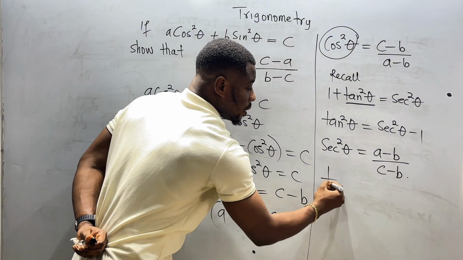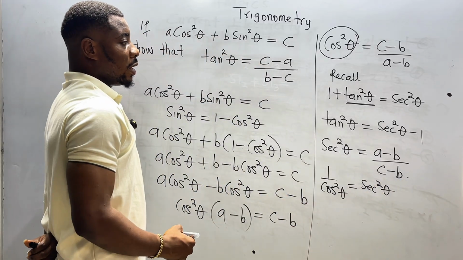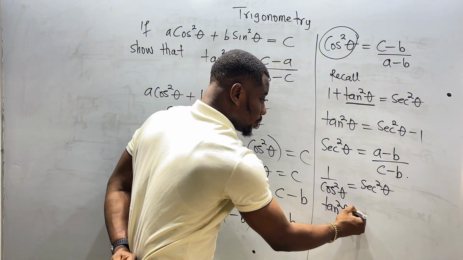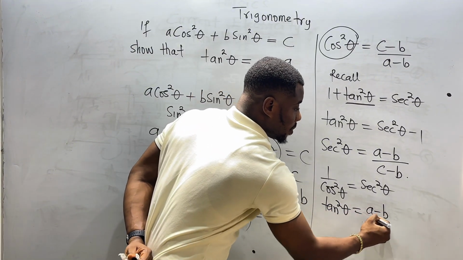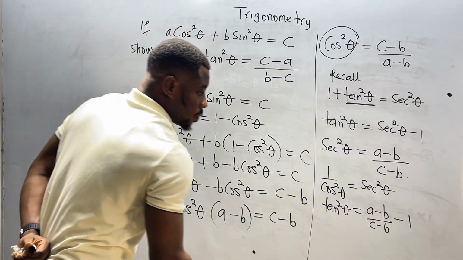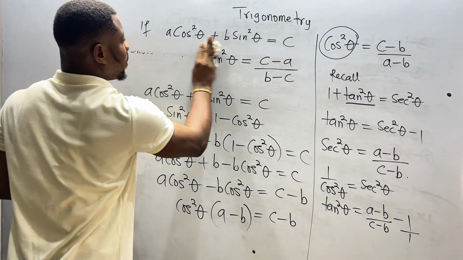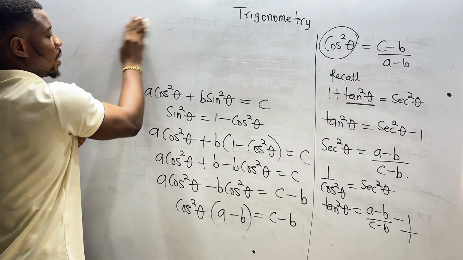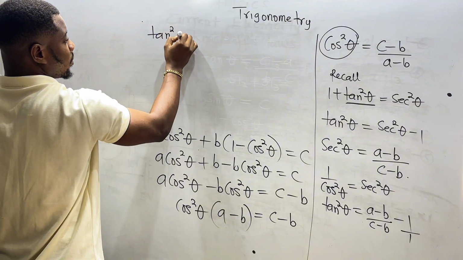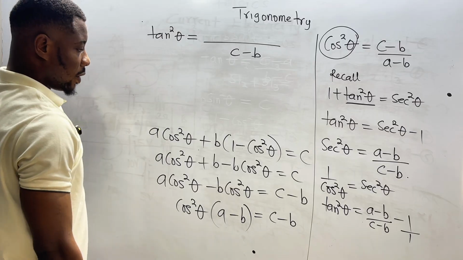How did I do this? Remember that 1 over cos squared theta gives us sec squared theta. So at this point, if I substitute sec squared theta here, I'll have that tan squared theta is equal to a minus b over c minus b, minus 1. At that point, I'll just look for the LCM. So tan squared theta becomes equal to, the LCM is c minus b.